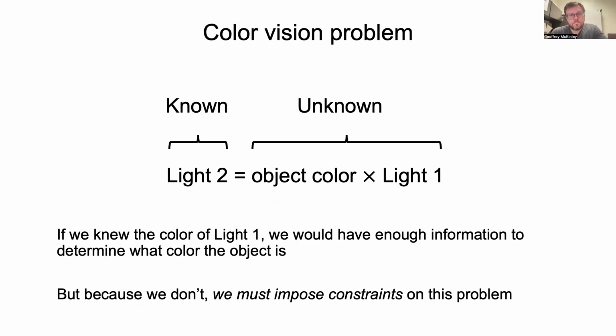And again, just showing it in another way, we have light 2, that's a known variable. We know what that color is, but we don't know the object color or light 1. And if we did know light 1, we would have enough information to determine what the color is. But because we don't, we must impose constraints on this problem. So our visual system must impose additional constraints onto this underdetermined problem. And when we impose constraints on the problem, we make assumptions based on our previous experiences, or use heuristics or rules of thumb. In this case, we make an assumption about the light 1 color, which would presumably be based on previous experience or maybe even context.